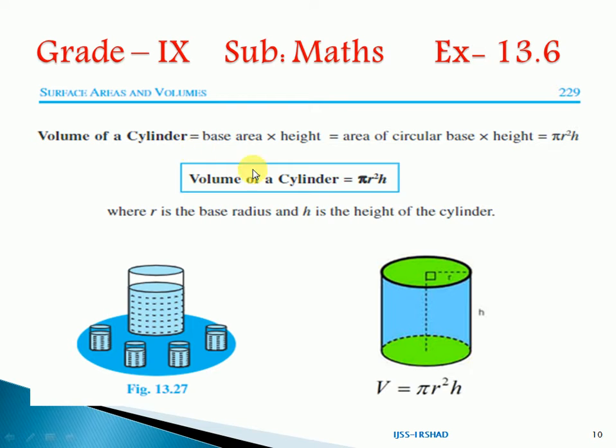Volume of a cylinder means the base area, this base is a circle, base area, that is pi r square, into height. So area of a circular base into height. Area of a circular base means pi r square, into height means this. So we can write volume of a cylinder is equals to pi r square h, where r is the base radius, this base radius from here to here I can say this line, and here you can see the base radius or top radius, and h is the height. This is height from center of bottom to top, which makes 90 degree with the radius, or this is the height.